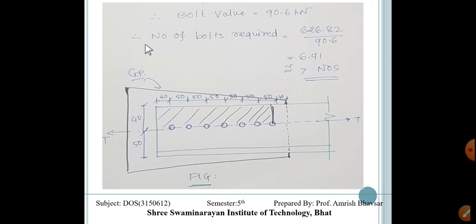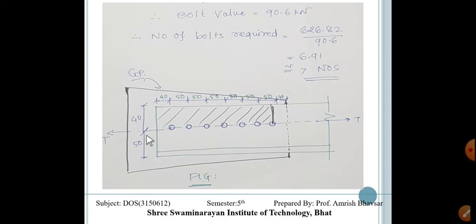Now the number of bolts required is 626.82 divided by 90.6, right? So we will get 6.91. So we have to take 7 bolts of 20 mm diameter over here, and whenever we put these 7 bolts over here, we will get this kind of section.